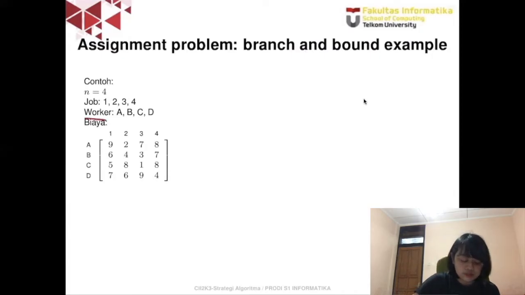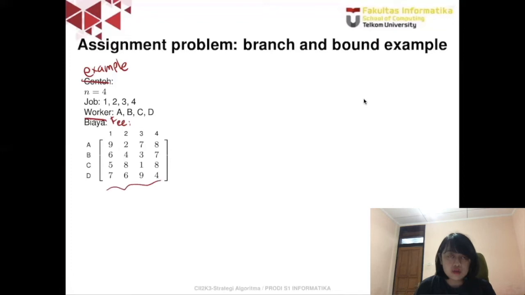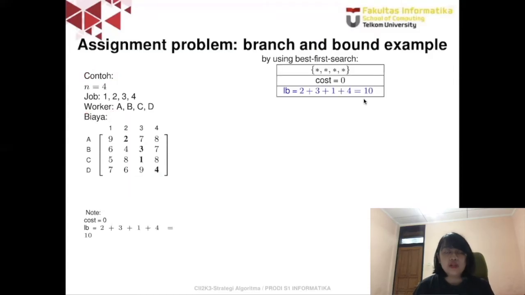So here let's say we have n workers and also n jobs. Let's say we have jobs 1, 2, 3, and 4, and workers A, B, C, and D. And this is the matrix to show the fee for each worker and each job. So for branch and bound, the first thing we have is the initialization, or the root of the tree. By using best first search here, we need to compute the lower bound first.